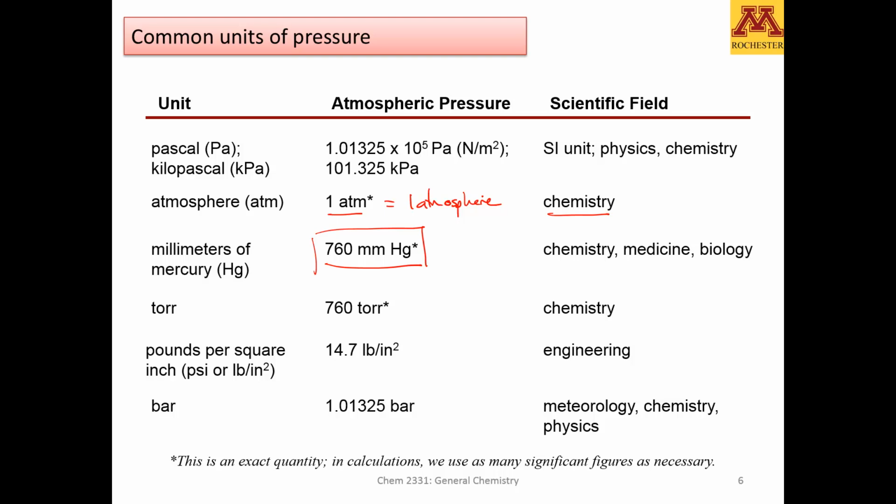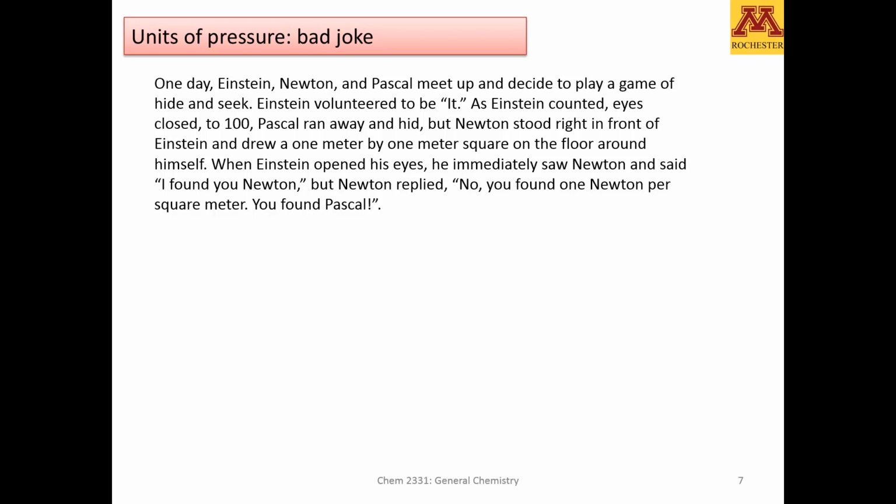And so, for example, when do we use millimeters of mercury? When you take your blood pressure, the units of blood pressure are in millimeters of mercury. And we will talk about why it is that we are using millimeters of mercury to measure pressure in just a second.